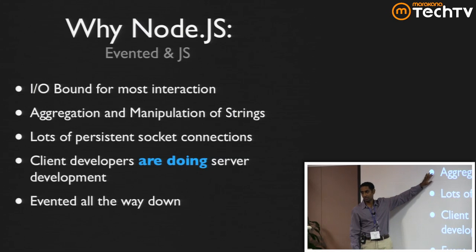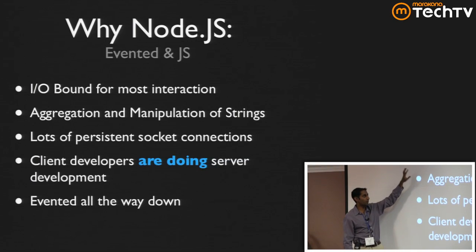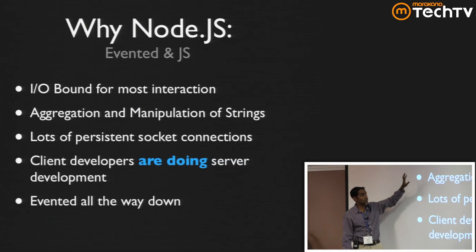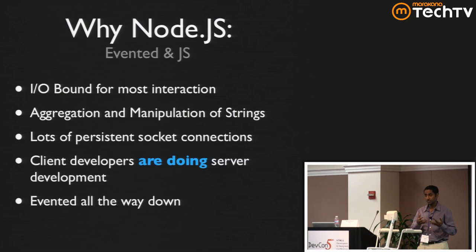So manipulation is strings. For the evented part, the I/O bound, because it's I/O bound, the evented part is really, really important. Because it's mostly string manipulation, the JavaScript part is actually important. JavaScript, at its core, was built to run in the browser, and the number one thing you do in the browser is DOM manipulation and string manipulation.